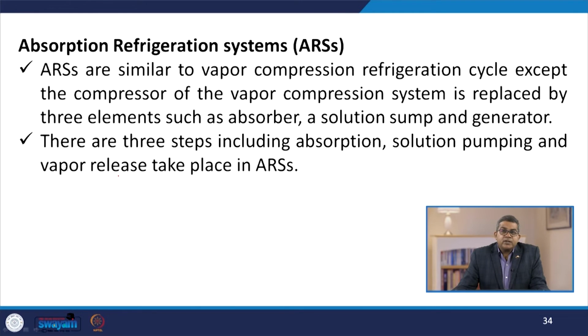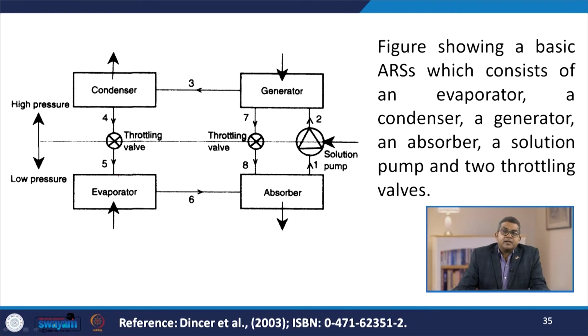Absorption refrigeration systems are similar to the vapor compression refrigeration cycle, except that the compressor of the vapor compression cycle is replaced by three elements: an absorber, a solution sump and a generator. Three steps, including absorption, solution pumping and vapor release, take place in an ARS.